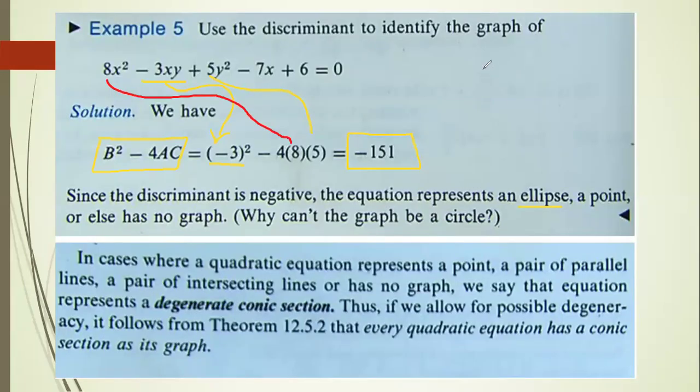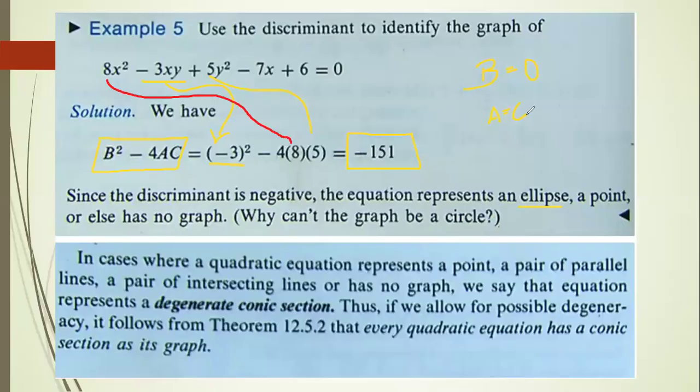And that is because for it to be a circle, b has to be equal to... yes, as I was saying, for it to be a circle, b must be 0 and a must be equal to c. Because for a to be equal to c, it must be equally weighed.